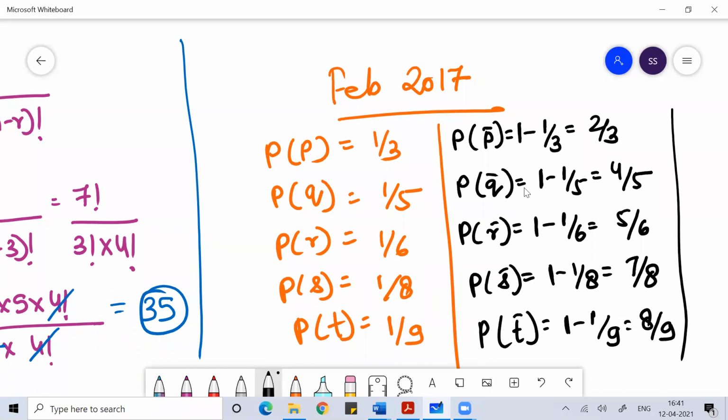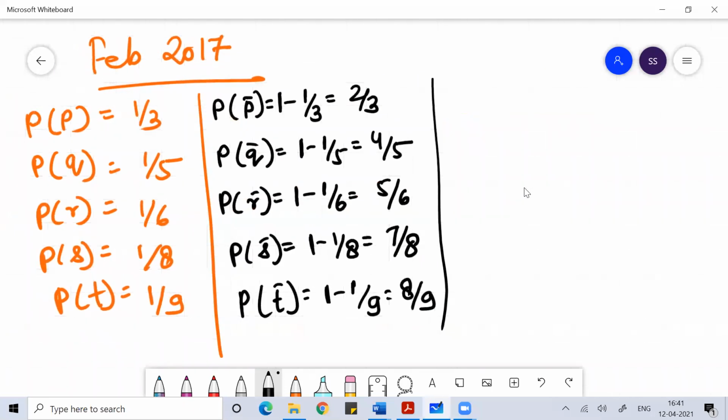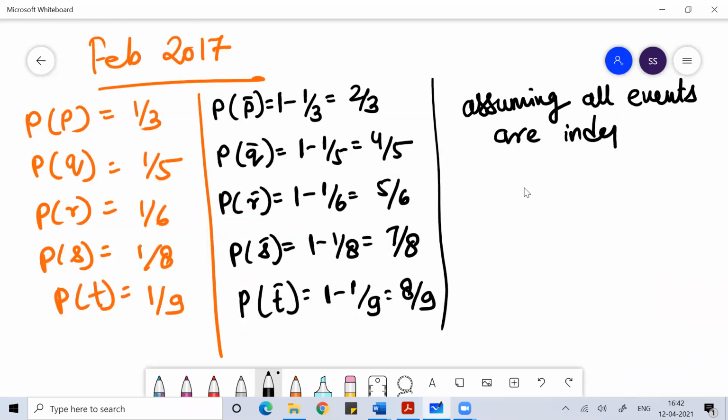Now here, if I give a problem to P, Q, R, S, T, all are given the problem. So 5 students are there, assuming that they are not cheating, assuming all events are independent. Here, all events are independent means they are not cheating with each other, so they are doing it with their own intelligence. No one is asking the other person.